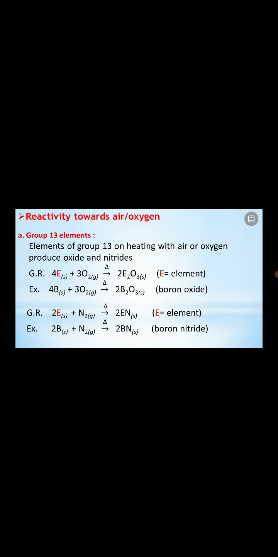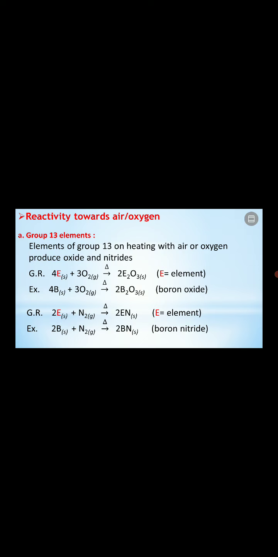Students, next we saw reactivity towards air or oxygen. At first, we saw group 13 elements. Elements of group 13 on heating with air or oxygen produce oxides and nitrides. At first, we saw the general reaction.